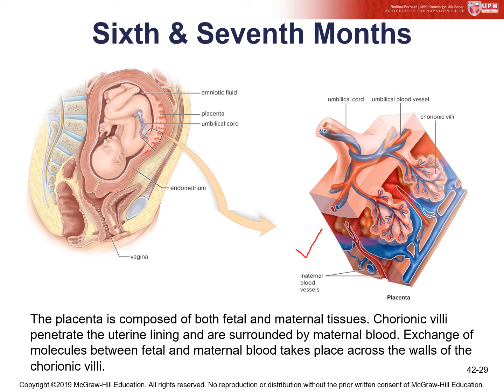cross section here. In the placenta, we have a structure that we call the chorionic villi. These chorionic villi are very important, as the exchange of molecules between the fetal and maternal blood takes place here.